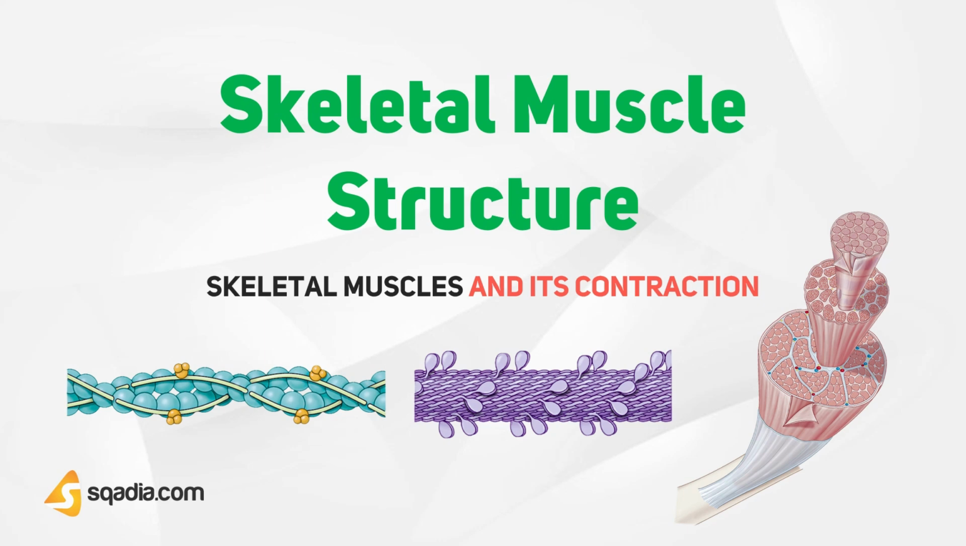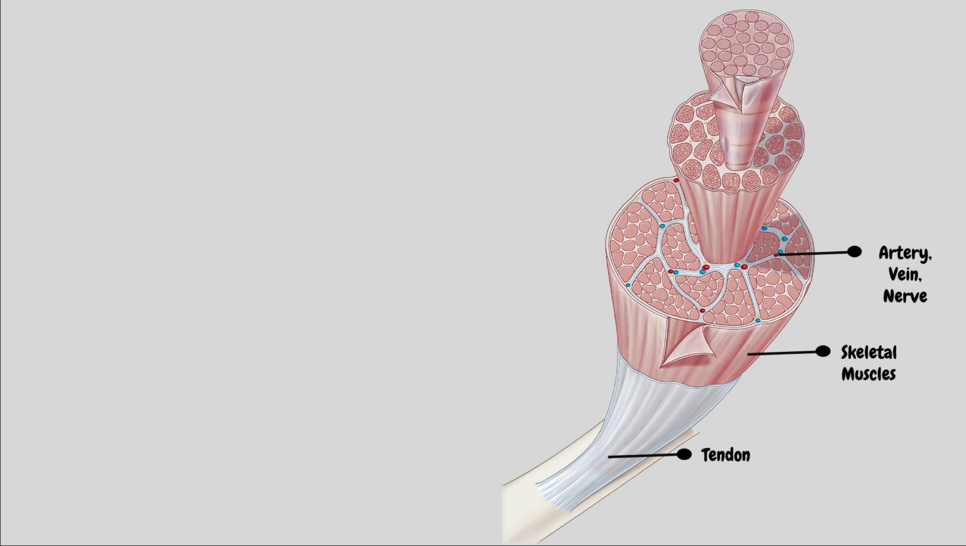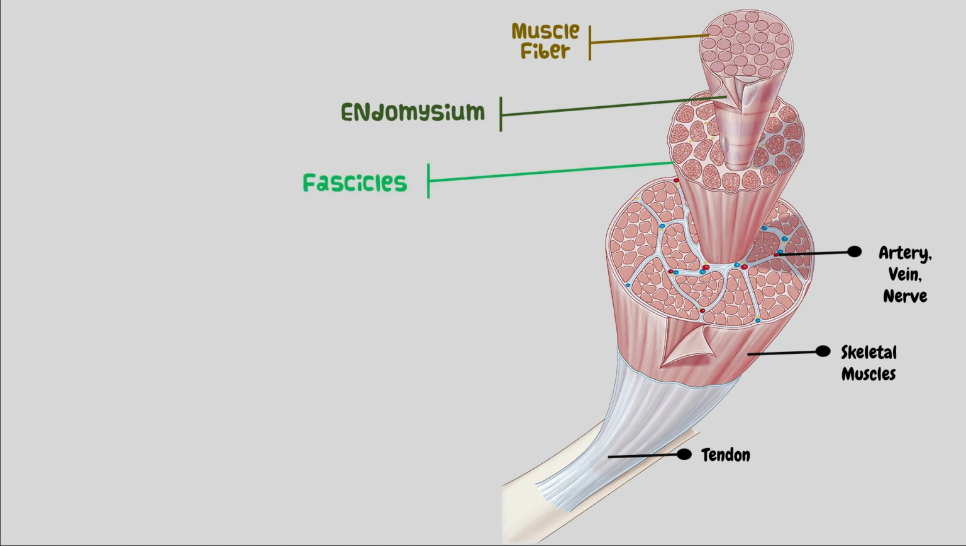In this section, we will talk about the skeletal muscle structure. A skeletal muscle cell is called a muscle fiber. A delicate connective tissue, called endomysium, covers each muscle fiber. Muscle fibers are grouped in bundles, called fascicles.